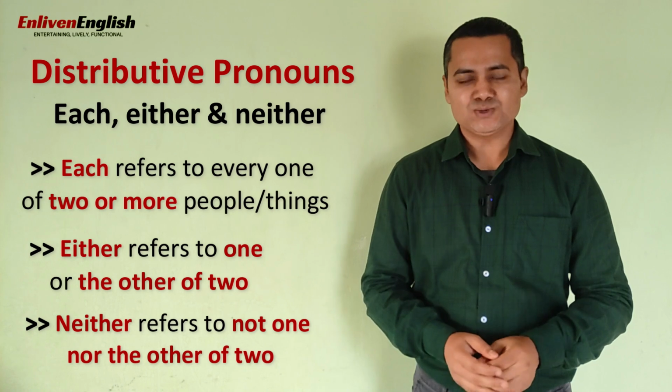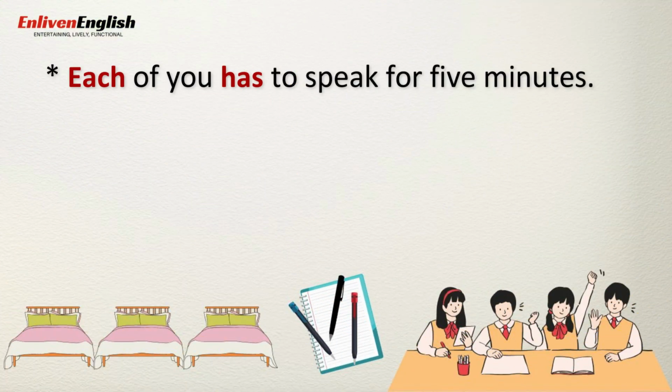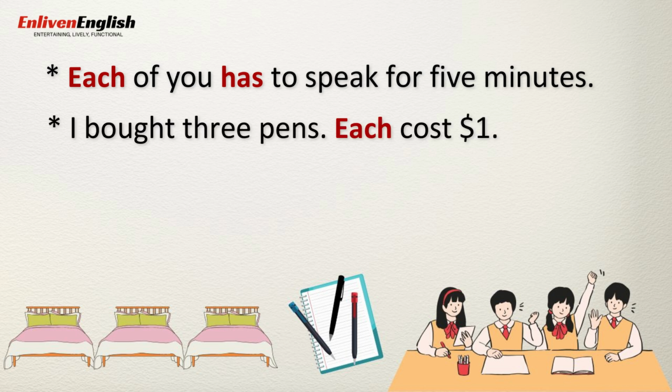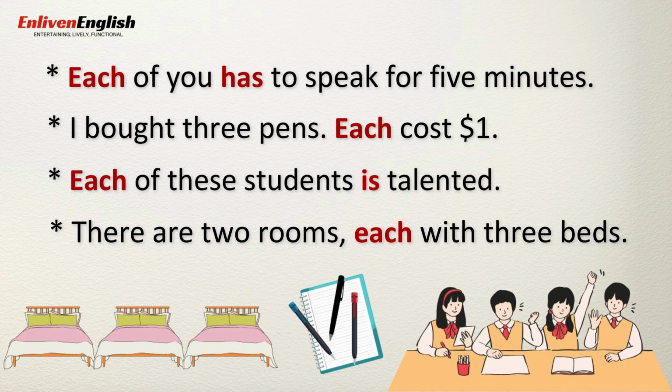Let's see some examples to gain better understanding. Each of you has to speak for 5 minutes. I bought 3 pens. Each cost $1. Each of these students is talented. There are 2 rooms, each with 3 beds.